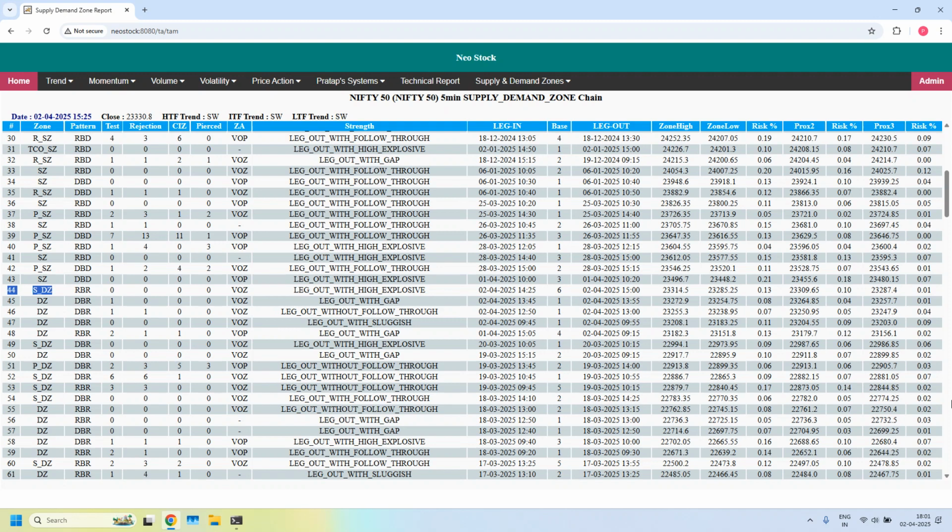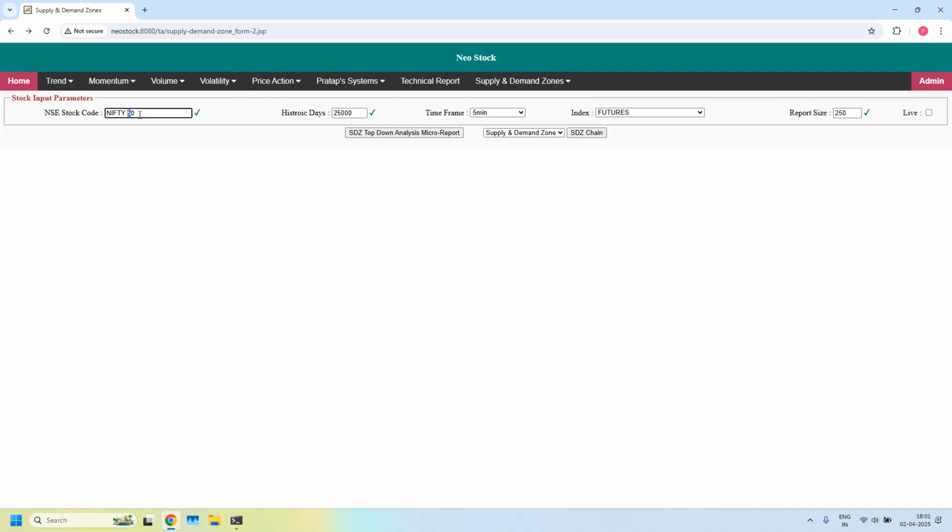Next, I will generate BANKNIFTY supply demand zone chain reports. So I'm going back, changing the name to Nifty Bank, and time frame monthly. I'm generating the monthly supply demand zone chain for BANKNIFTY.